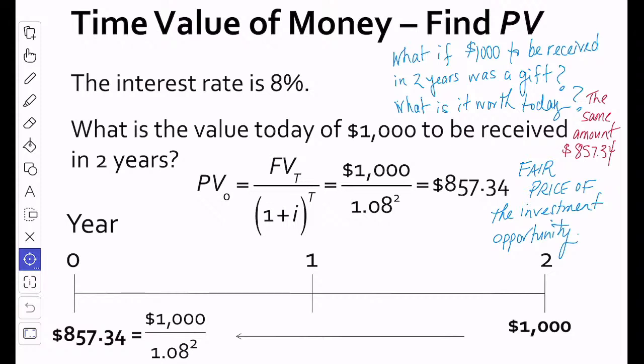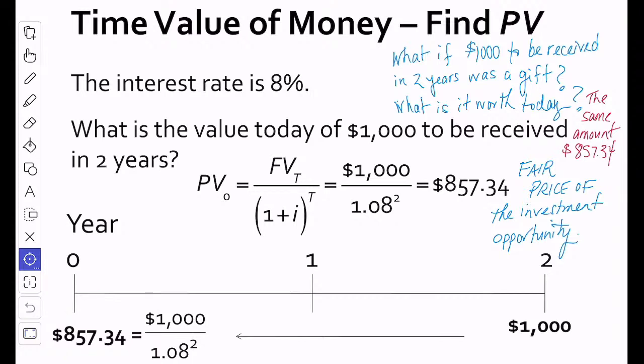I also explained, what if the $1,000 is to be received? You don't have to invest in it right now. I leave that open to interpretation here, right? I told a story that it was a financial opportunity or an investment opportunity. But in fact, what if you're getting a gift of $1,000 in 2 years? Does that have value today? Yes, it has the same value, but the interpretation is slightly different.